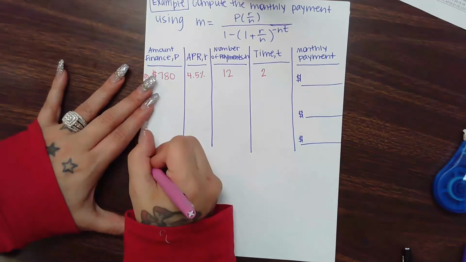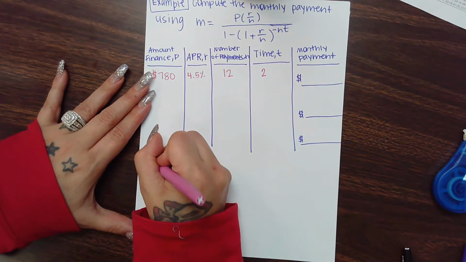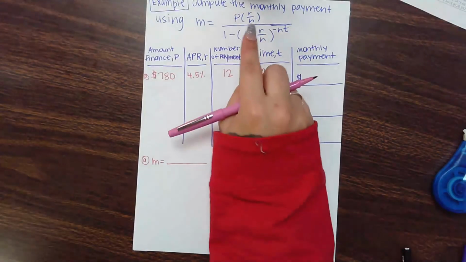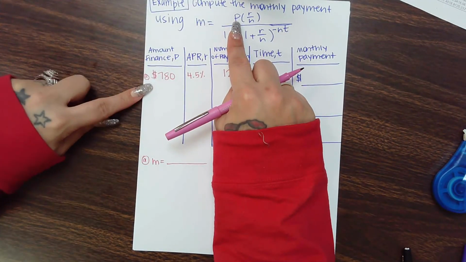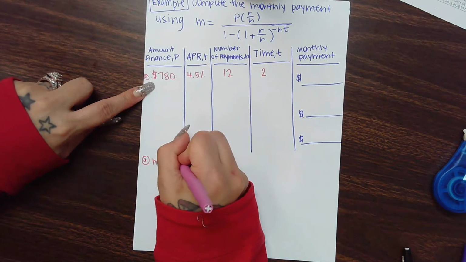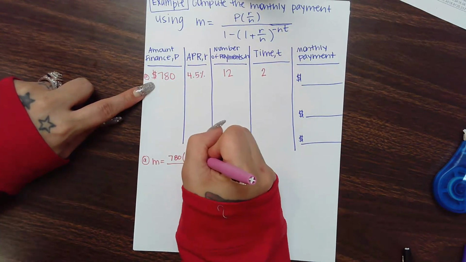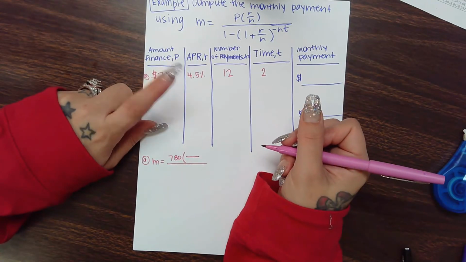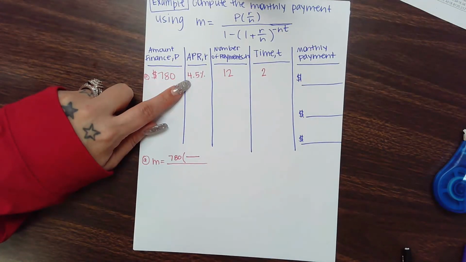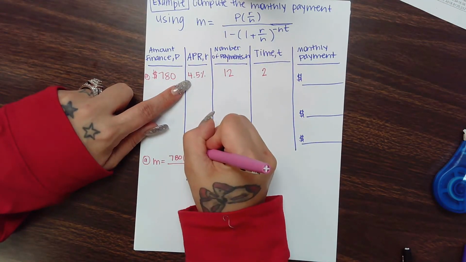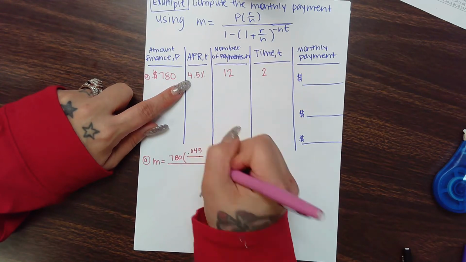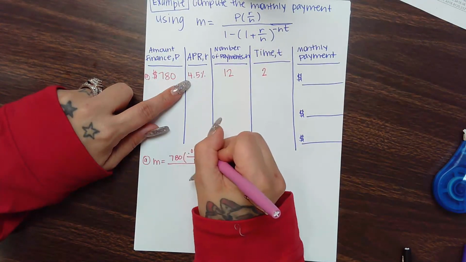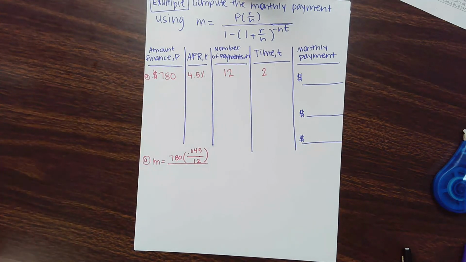Okay. If we work on A right here, I have M is equal to a fraction bar. The formula says P, which is the first column, which is $780, open parenthesis, N over D, because there's a little baby fraction inside of there. It's my rate divided by the number of payments. My rate is 4.5%, but I need to move that decimal and convert it to 0.045. Then you divide your rate by your N, which is 12. Make sure you close your parenthesis right there, or it'll throw off the whole order of operations.